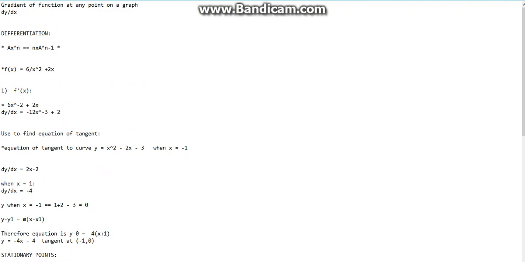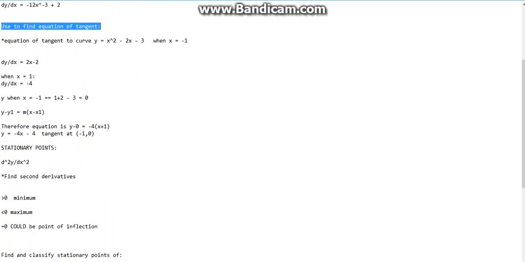So you can also get questions where you need to use it to find the equation of a tangent. Here's a question. Find the equation of the tangent to the curve y equals x squared minus 2x minus 3 when x equals minus 1. The first thing we're going to do is differentiate. dy over dx equals 2x minus 2. When x equals minus 1, dy over dx equals minus 4.